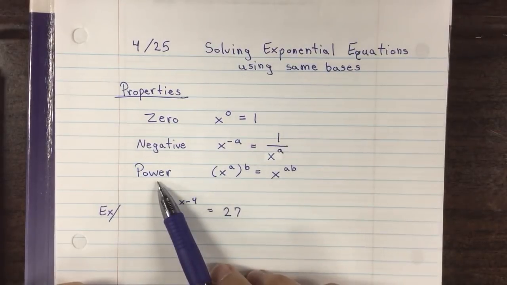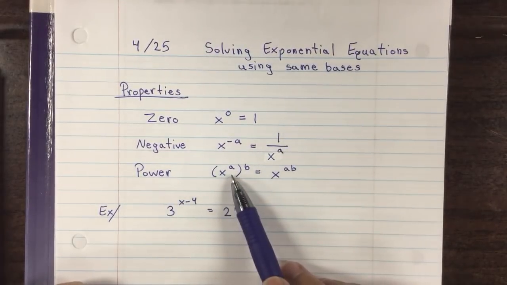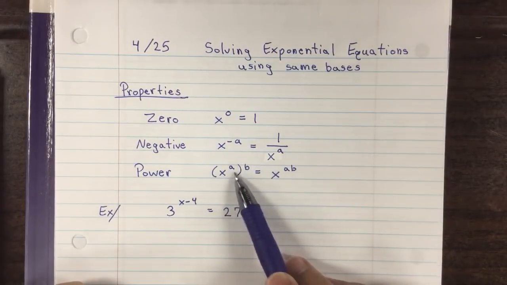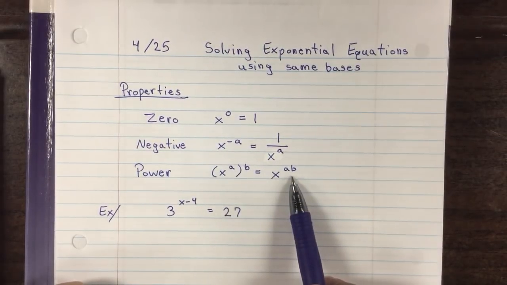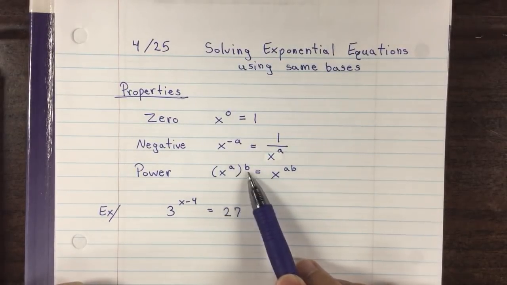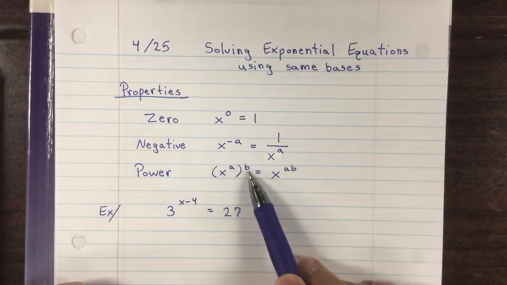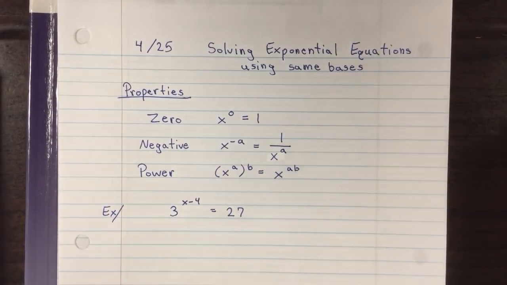Okay, and then the power property is when you have two powers side by side like this, well then you actually do multiply. Okay, so if this was 2 and this was 5, this would be 10, because you actually do multiply the exponents only when they're both exponents outside each other with the parentheses. Okay, so we'll use some of those in the examples here.